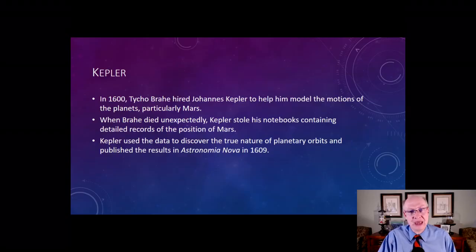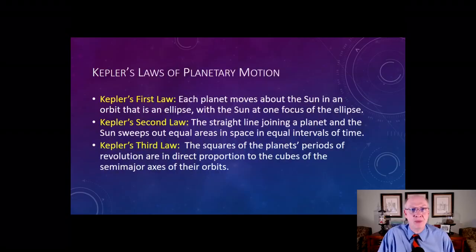So let's talk about Kepler's 3 laws of planetary motion. And we'll come back to each of them, so don't worry about all of them right now. We're going to start with the first law here, and we'll move on to the second and the third law. But Kepler's first law of planetary motion is that each planet moves about the sun in an orbit that is an ellipse, with the sun at one focus of the ellipse.